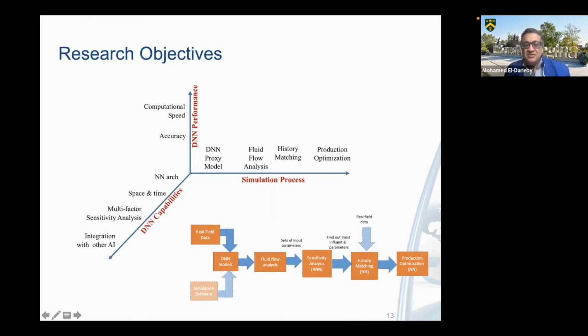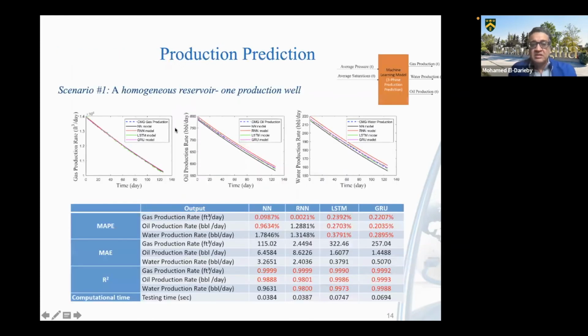Now, again, this is the second part of the presentation, and I would like to remind you that these were the research objectives: investigate a number of simulation processes, investigate different DNN capabilities and build those, and then investigate the accuracy of the predictions and the computational speed of the reservoir. Now, I would like to invite Arif and George to start talking to us a little bit about the results and simulations of what we've done.